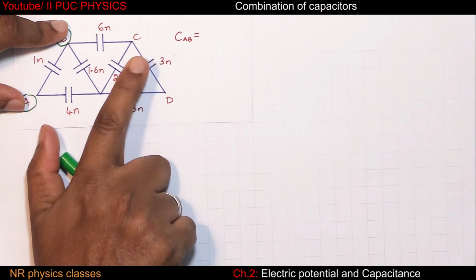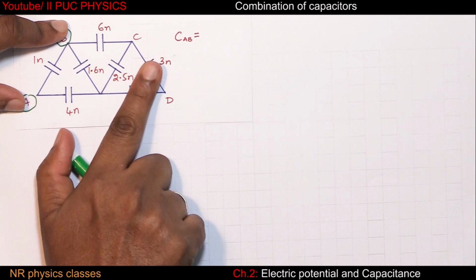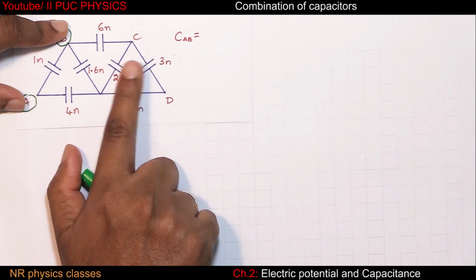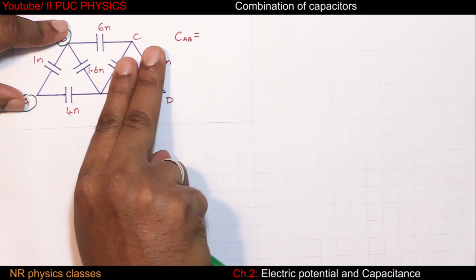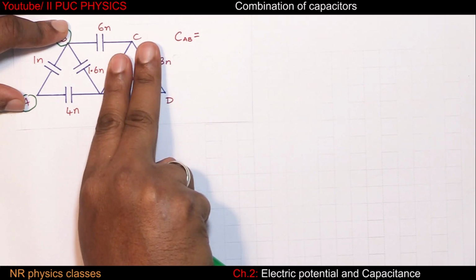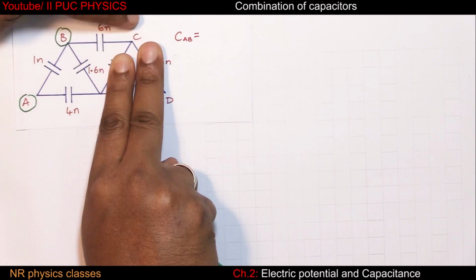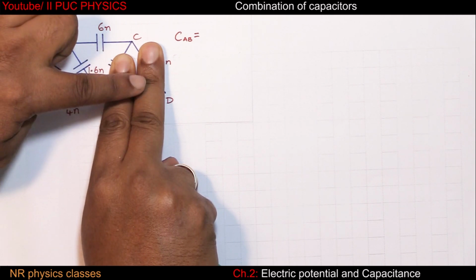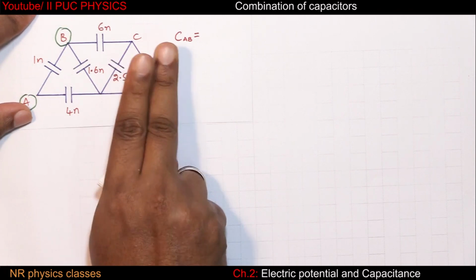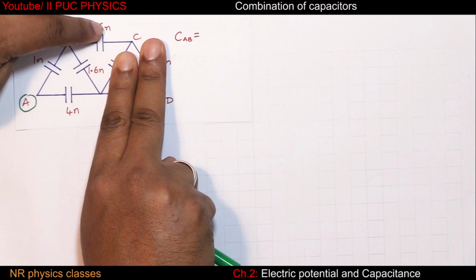This 1.5 and 2.5 are in parallel. So 1.5 plus 2.5, the sum of those two, is 4. So what we have here is 4. This 4 is in series with 6. Concentrate, we have to solve between A and B. This 4 and this 6 are in series.